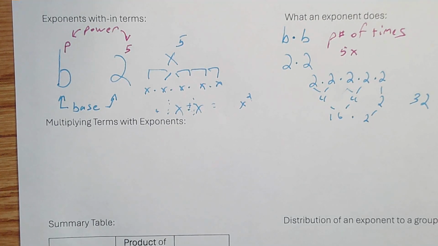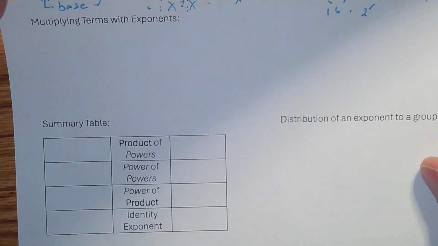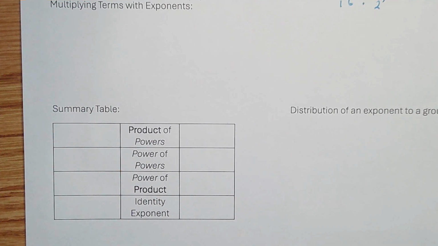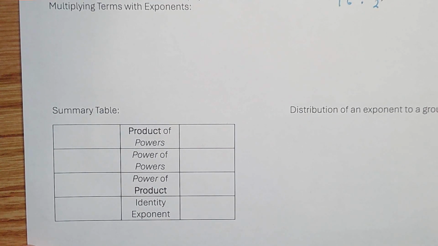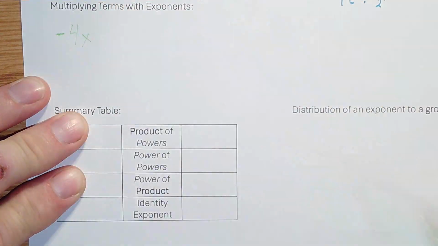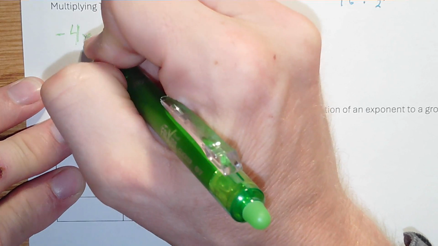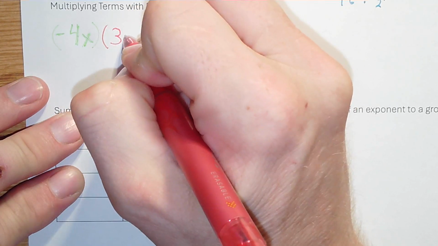So that leads to my next one: multiplying terms with exponents in them. Let's swing for the fences right at first. Let's say I have 2 terms. I have a green term, and we'll call this green term negative 4x. That's my green term. I'm going to multiply that by a pink term, 3x squared.